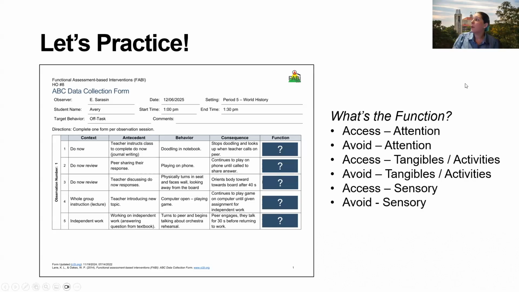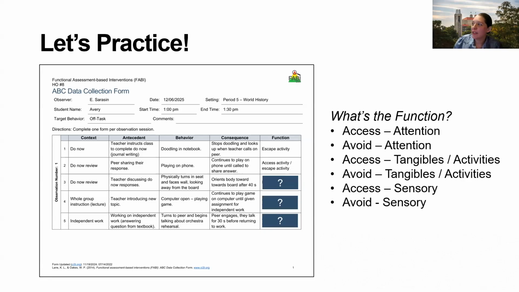All right. So we had it listed as escape or avoid an activity, that negative reinforcement, because by doodling, I am escaping, avoiding the do now, that journal writing activity. I think you could say, yeah, I'm getting to access an activity I do like. I like to doodle. So I think I could definitely see both for sure. But we're definitely avoiding doing our do now.